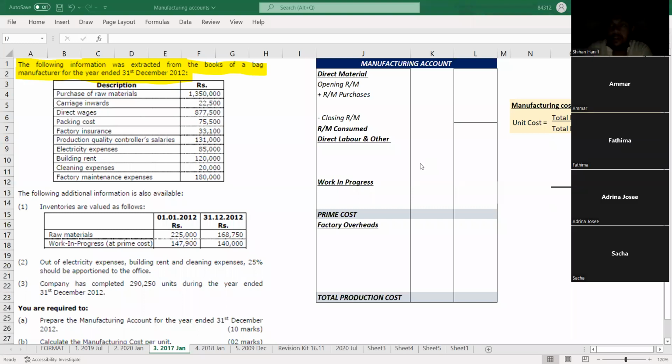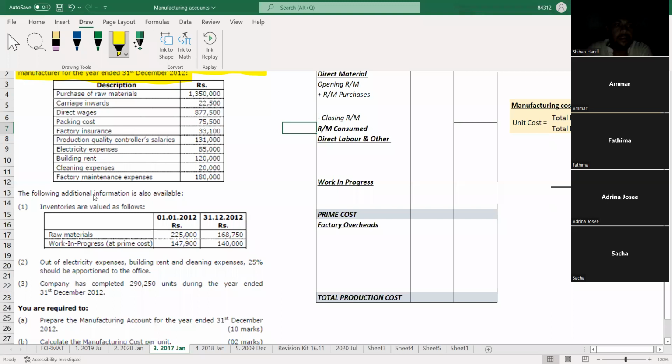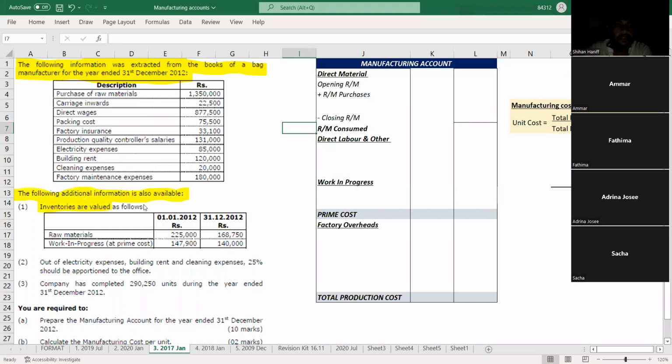Okay, so once the format is done, we have to do the additional information. Following additional information is also available. Inventories are valued as follows. 1st of January, 31st December. Raw material, work in progress. So it's very simple.